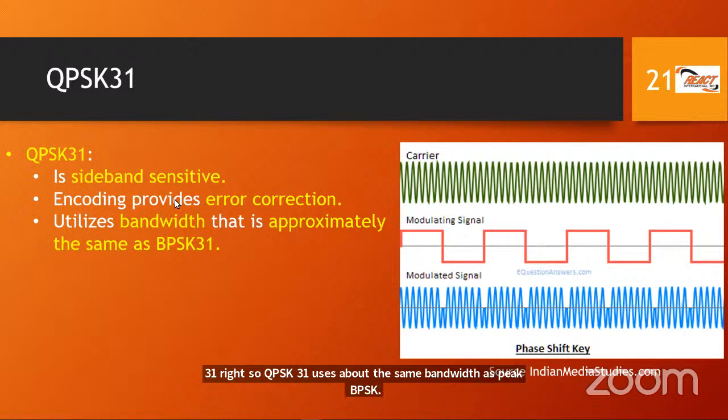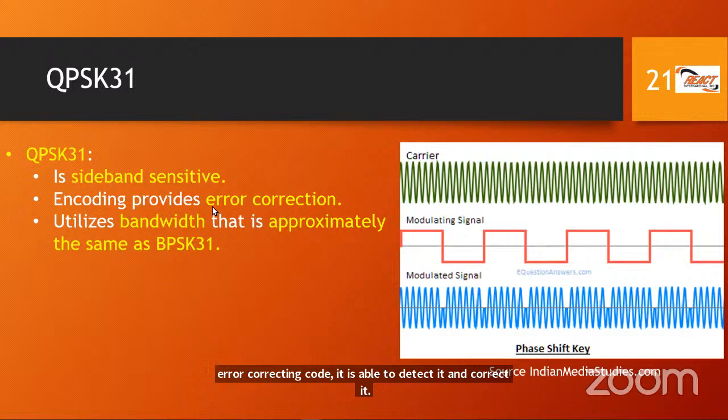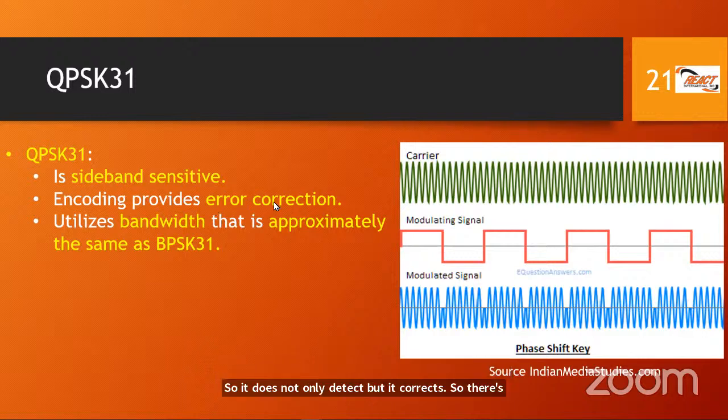So let's deal with something that sounds probably a little bit odd: error correction. Well, what exactly is error correction? What it means is that in the signal itself, if an error bit is introduced, because of the error correcting code, it is able to detect it and correct it. So it does not only detect, but it corrects. There's enough information in the signal, in a way redundant information, that it allows simple errors to be corrected. Very complex errors are difficult to correct, but a simple bit swap or missing bit, it can correct.